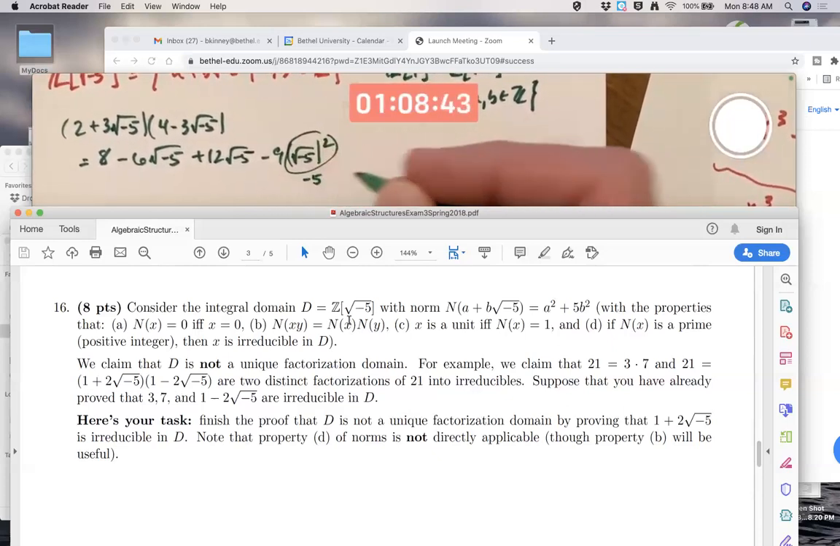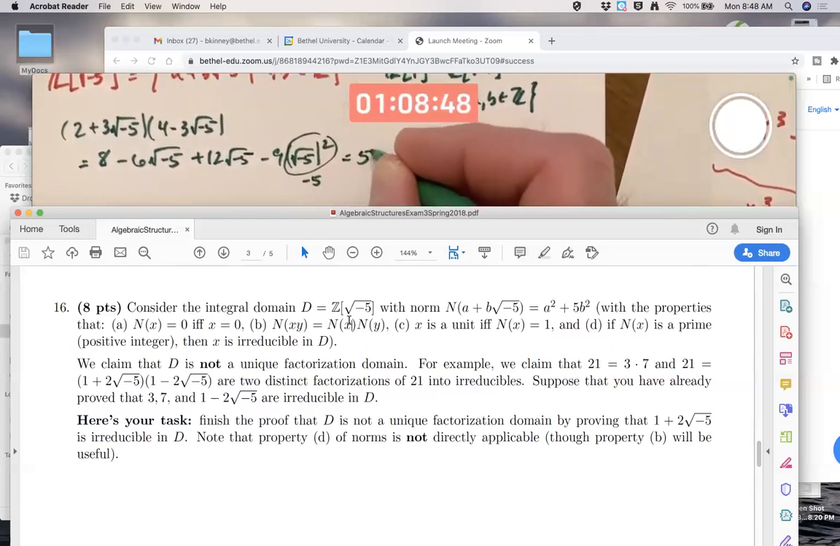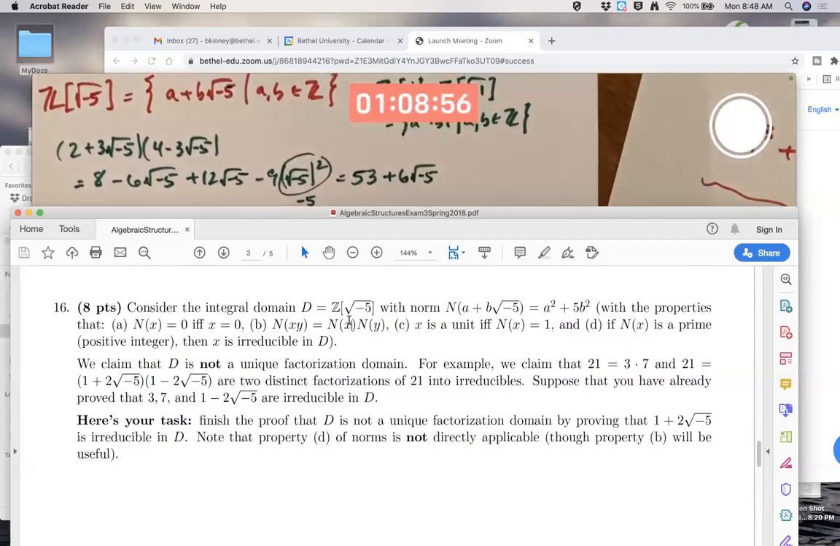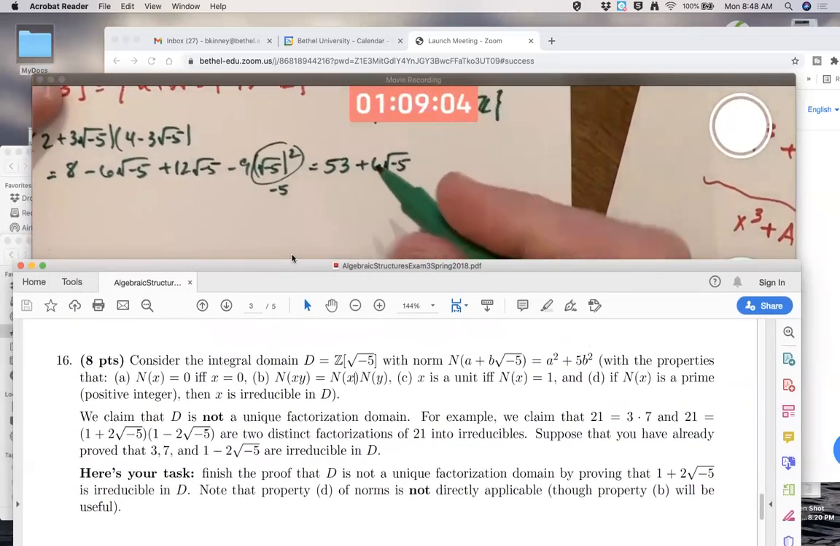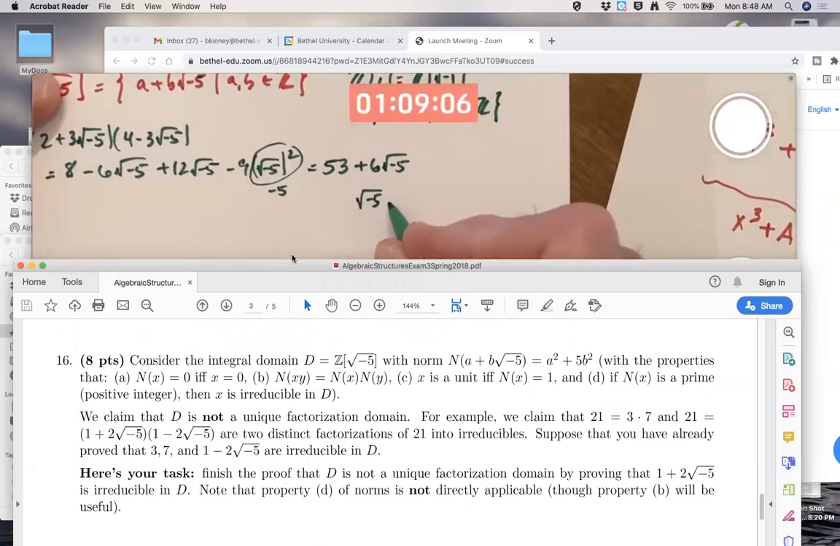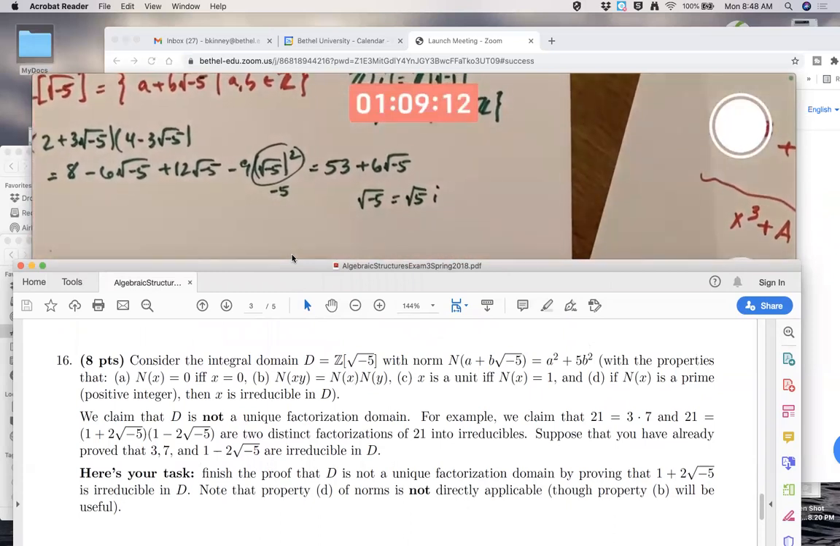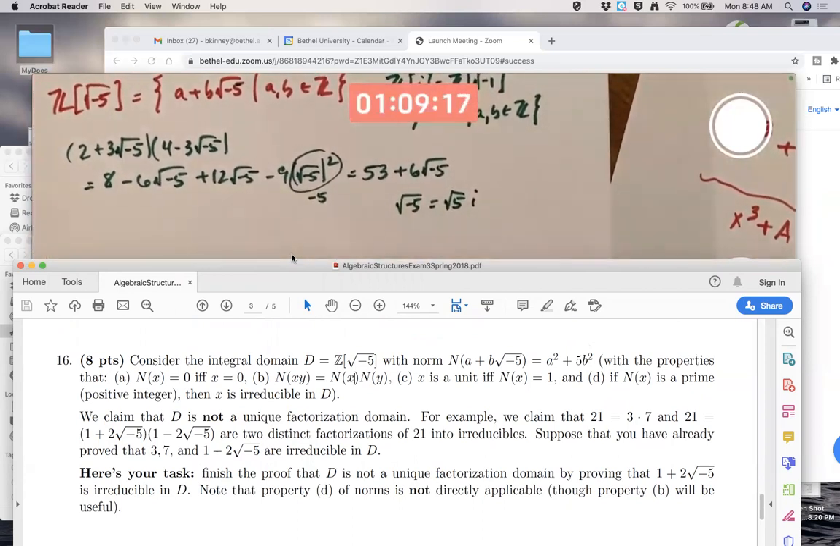Square root of -5 squared would be replaced by -5. And -9 times -5 is positive 45. Plus 8 is positive 53. This simplifies to positive 53 plus 6 root -5. So that's an example of a calculation done in this ring here. These are complex numbers. You could think of square root of -5 as square root of 5 times i if you like, but you don't have to. You can just leave it in these calculations symbolically as square root of -5.